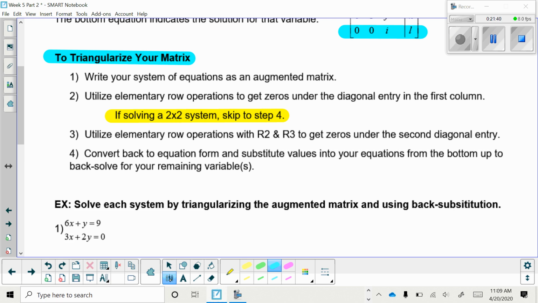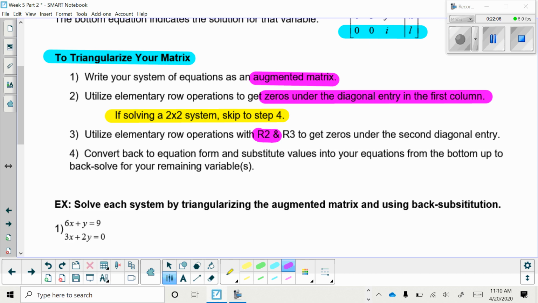So let's kind of go back a little bit and pull out some things I want you to pay attention to. First thing you're going to do is take your system and write it as an augmented matrix. Okay. The second thing you're going to do is get a 0 under the diagonal entry in the first column. That's a very specific place. The third thing you're going to do is use rows 2 and 3 to get zeros under the second diagonal entry. And then 4, you're going to back substitute. All right.